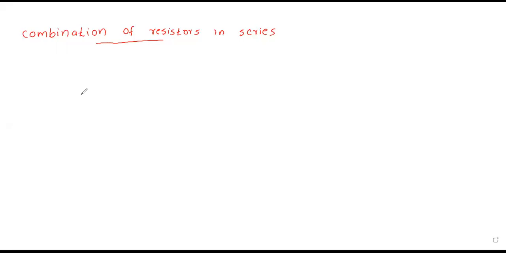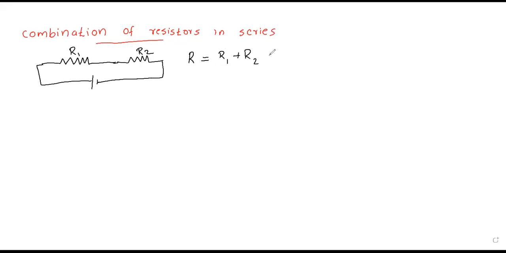Dear students, in this video, we are discussing combination of resistors in series. Here we have two resistors having values R1 and R2. These two resistors are connected in series, and connected to a battery. Here we studied the equivalent resistance R is equal to R1 plus R2.